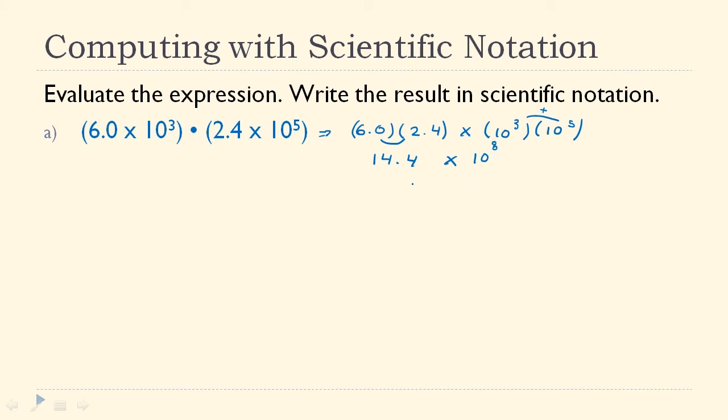Notice that this 14.4 is not written in scientific notation. This means I need to move this decimal point over 1 to the left so that I have it in between my first significant digit and my second. And when I do that, I'm going to add a 1 to my exponent so that my final answer is written in scientific notation. So it's 1.44 times 10 to the power of 9.